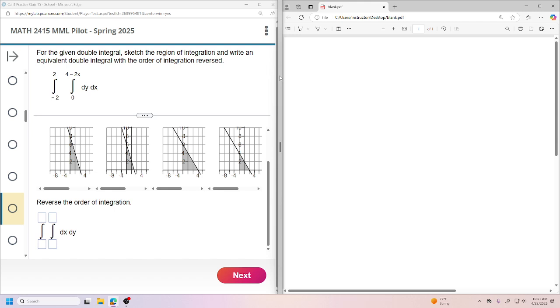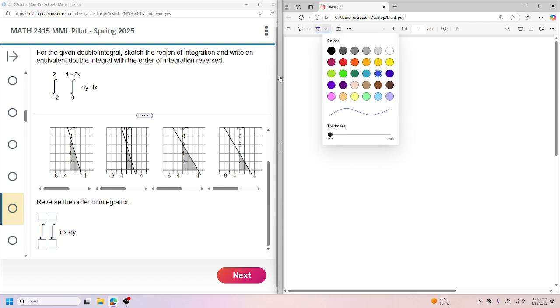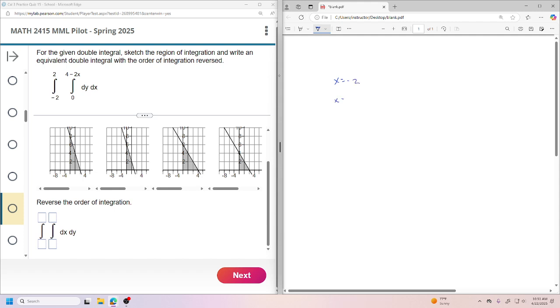So what I have is x equals -2, x equals 2, y equals 0, and y equals 4 minus 2x. These right here alone tell a big story. So going up 4, and then a slope of -2, down 1. So essentially like here and here. Draw a line. There you go. And then we're going from -2 to 2, which means it's going to go way out here, down to right there. So there's my triangle.